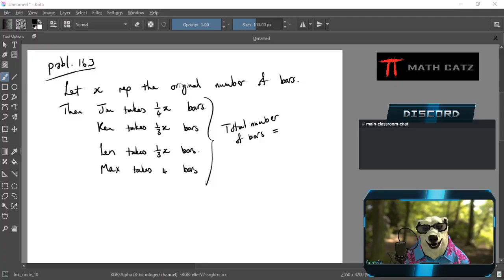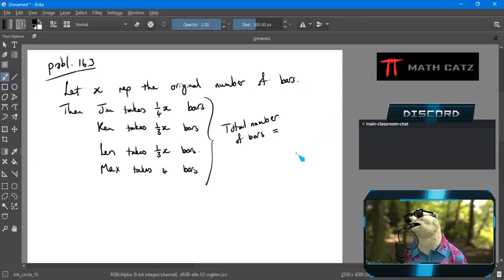Any idea how or what the total number of bars will be? You came all this way, you logged in, you might as well say something. It's your last chance. Wouldn't it be the sum of all that was taken?